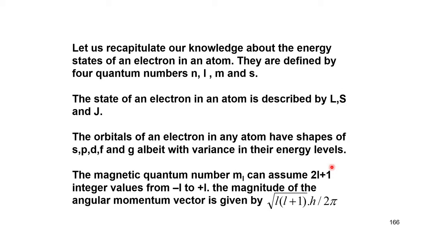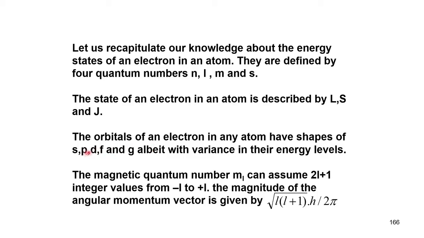These are the different combination terms for the energy. So, the energy states of an electron are described by combined spectroscopic terms known as L, S and J. These are known as couplings. The orbitals of an electron in any atom have shapes of S, P, D, F and G, albeit varying with their energy level. This you already know.